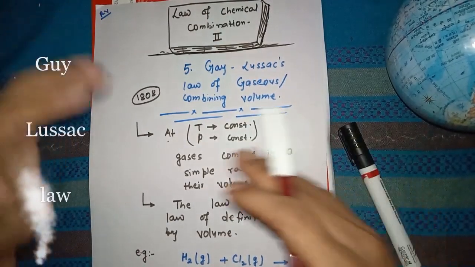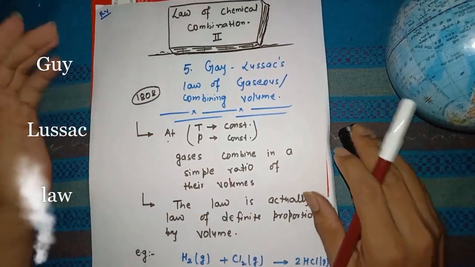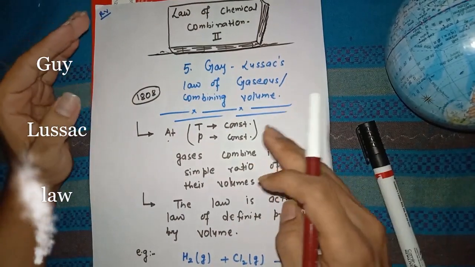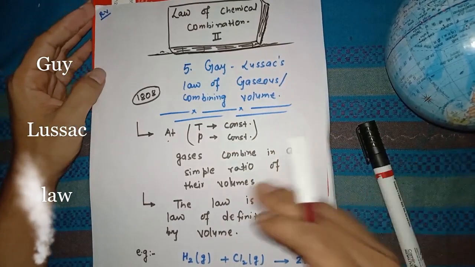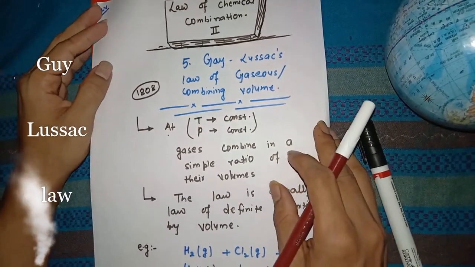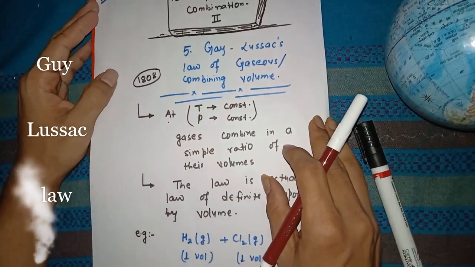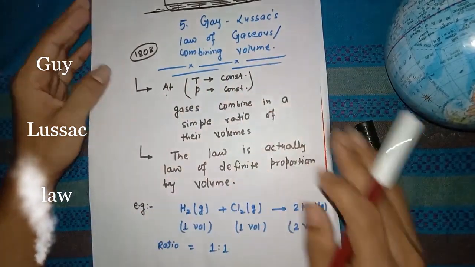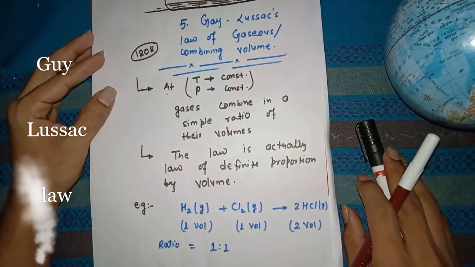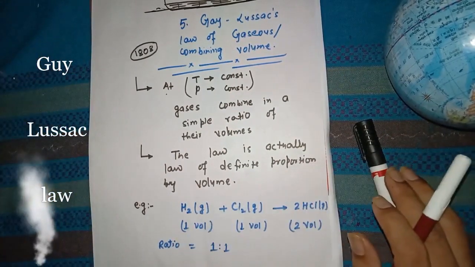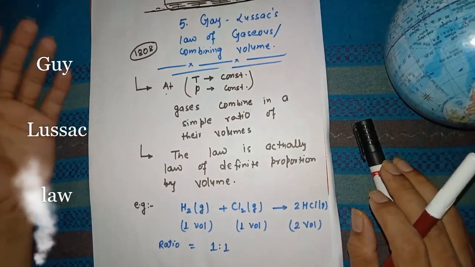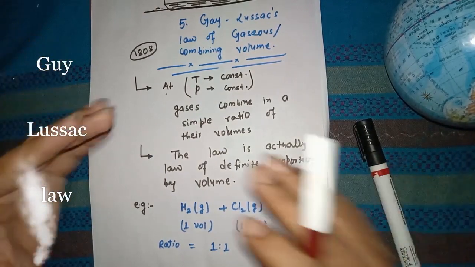Hello dear learners, in this lecture I am going to discuss another law of chemical combination. Here is the law of gaseous volume, or law of combining volume, which is given by Gay-Lussac. This law states that if temperature and pressure are taken constant, then gases always combine in a simple fixed ratio by their volume.